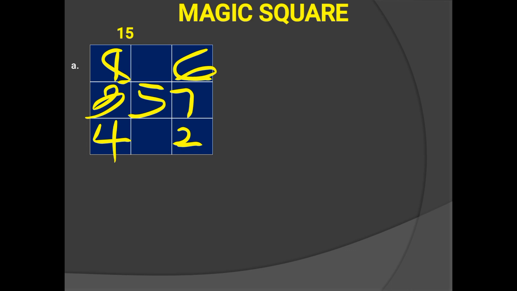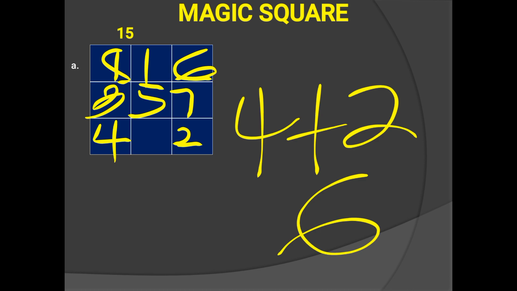So that is the 1. Now we come to the last one. Sorry for that. We have 4 plus 2. 4 plus 2 gives us what? 6. Now 6 from 15 is 9. So 9, 10, 11, 12, 13, 14, 15. So we are done filling it.